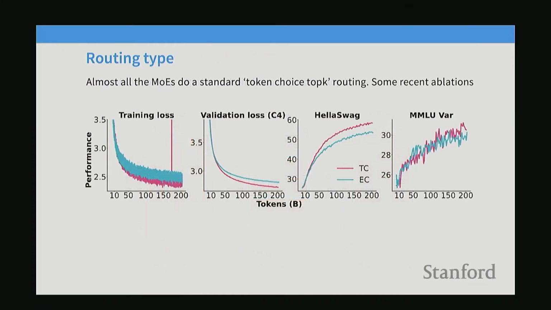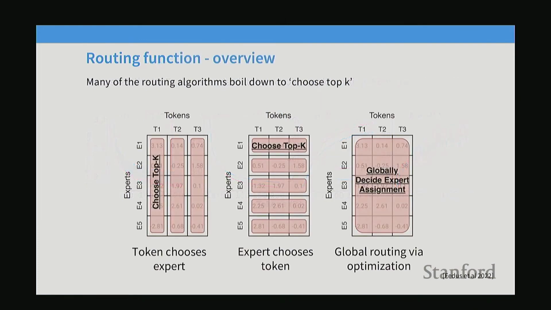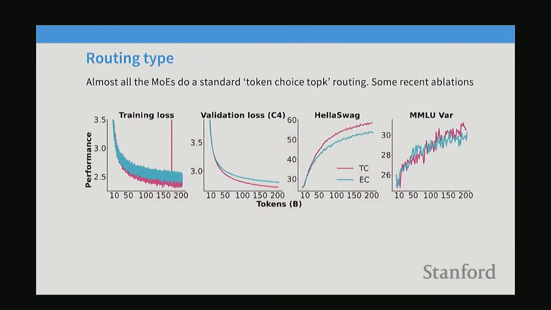Just to give you a bit of a teaser here, almost all the MOEs do token choice top K. In the early days of MOEs, people tried many, many different things, spanning this whole design space of token routers. If you look at the big releases, they have all converged to basically one class of routing mechanisms, which is token choice top K. Each token is going to rank order experts by affinity, and then there's going to be a top K choice for each one of these.